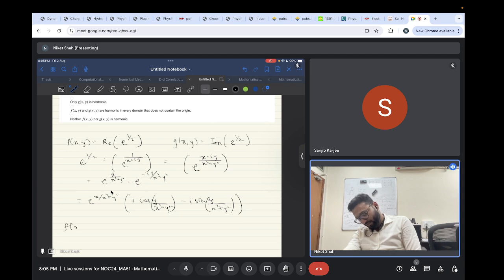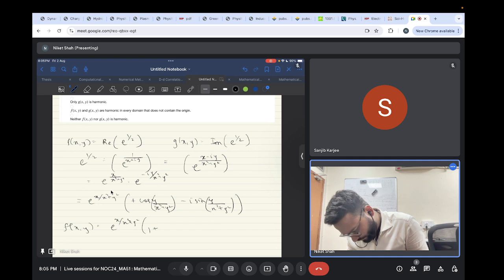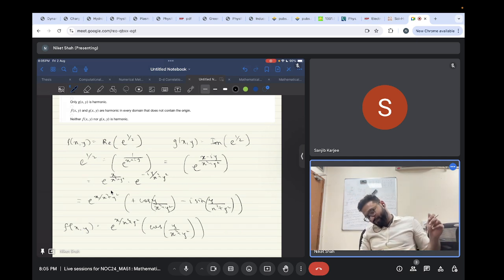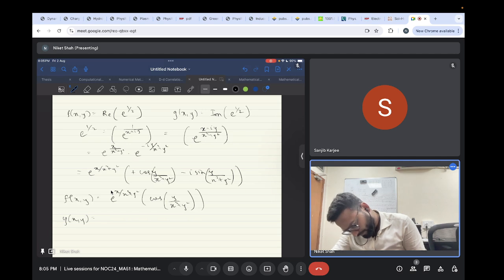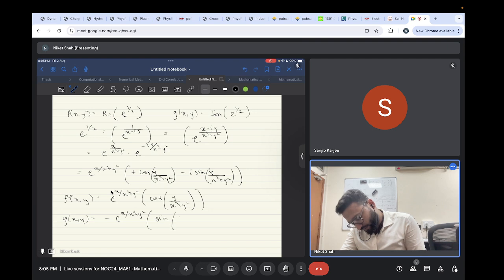Alright, so basically f of x comma y is simply equal to e raised to power x divided by x square plus y square, into cos of y plus x y divided by x square plus y square, and g of x comma y is equal to minus e raised to power x divided by x square plus y square, sine y divided by x square plus y square. That is my f and g.